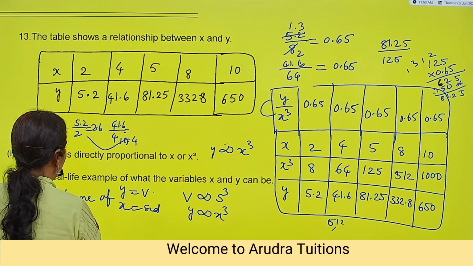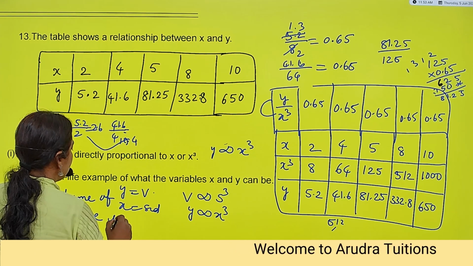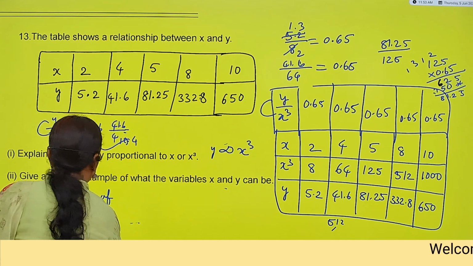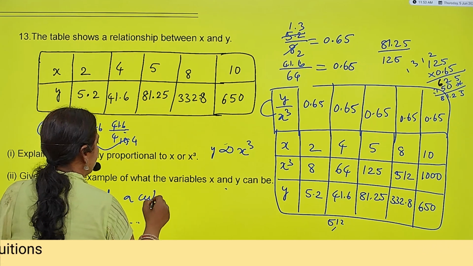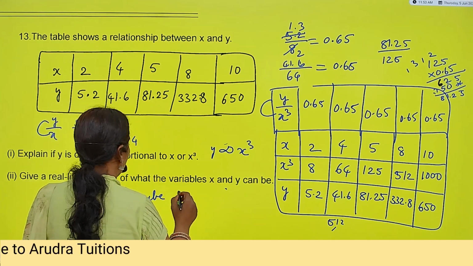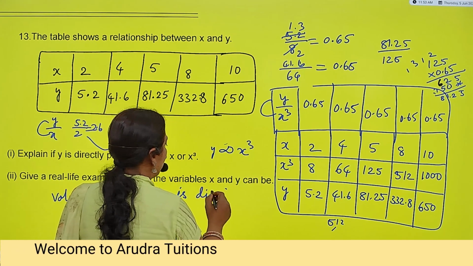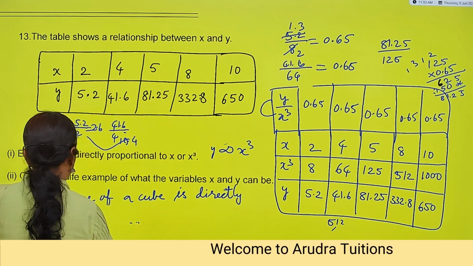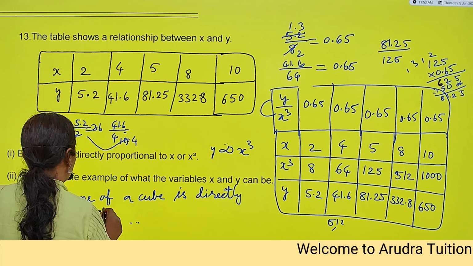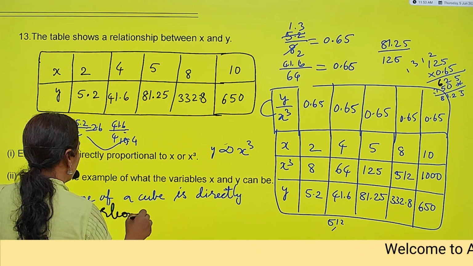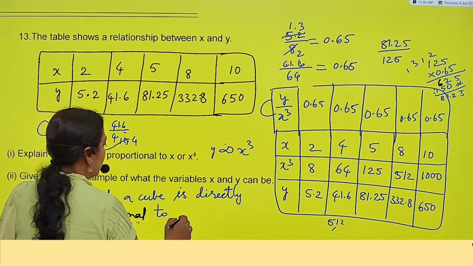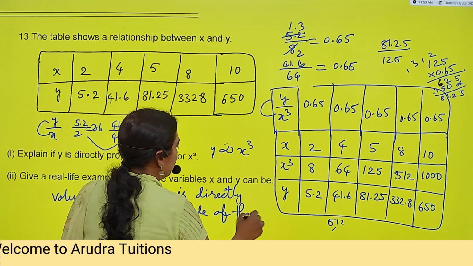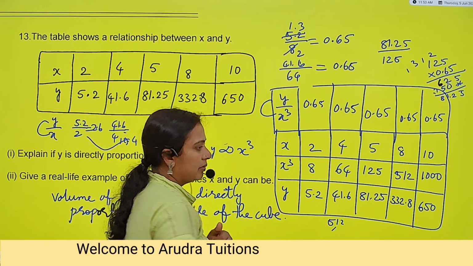So we can write the example here: volume of a cube is directly proportional to the side of the cube.